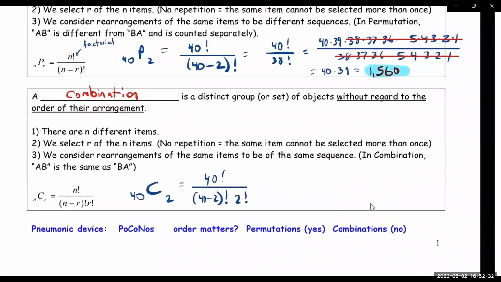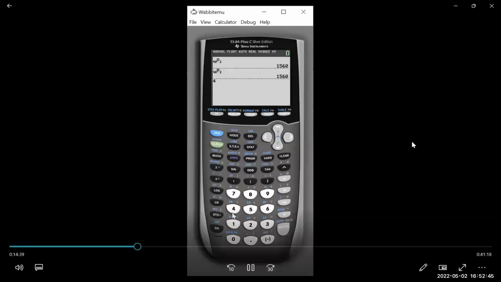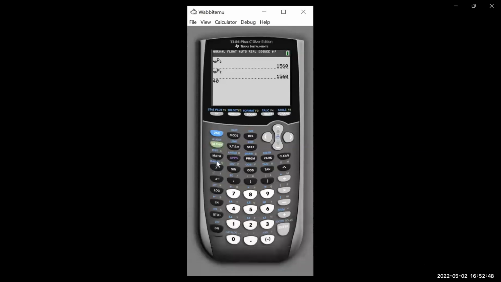All right, let's try the calculator first. It's the same steps as before. So you type in 40 again, and then you hit the math button, and then you go back to PROB. This time it's number 3, nCr. So it's the same steps, and then you hit 2. And you're going to get a different, smaller number. 780. So that's how many different ways you can select 2 people if the order doesn't matter. If you're just selecting 2 team members instead of a leader and an assistant, there are fewer ways.